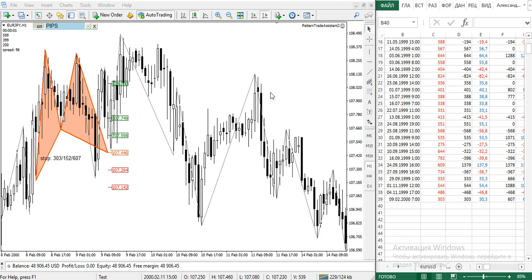In today's video I will continue my yesterday's back test on Euro Yen 1 hour. And the strategy that I'm going to use is the Unified Gartley with active trade management.